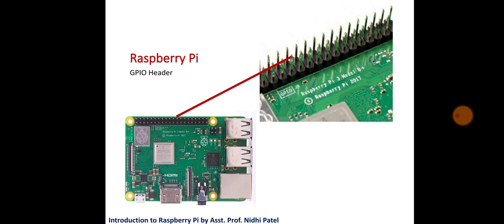And this is the GPIO header, that is General Purpose Input Output Header. This is the most important part of Raspberry Pi because it enables the user to connect so many peripheral devices with Raspberry Pi like LEDs, sensors like humidity sensor, temperature sensor, soil moisture sensor, and much more. It functions as both input and output, and that is why it is known as General Purpose Input Output Header.